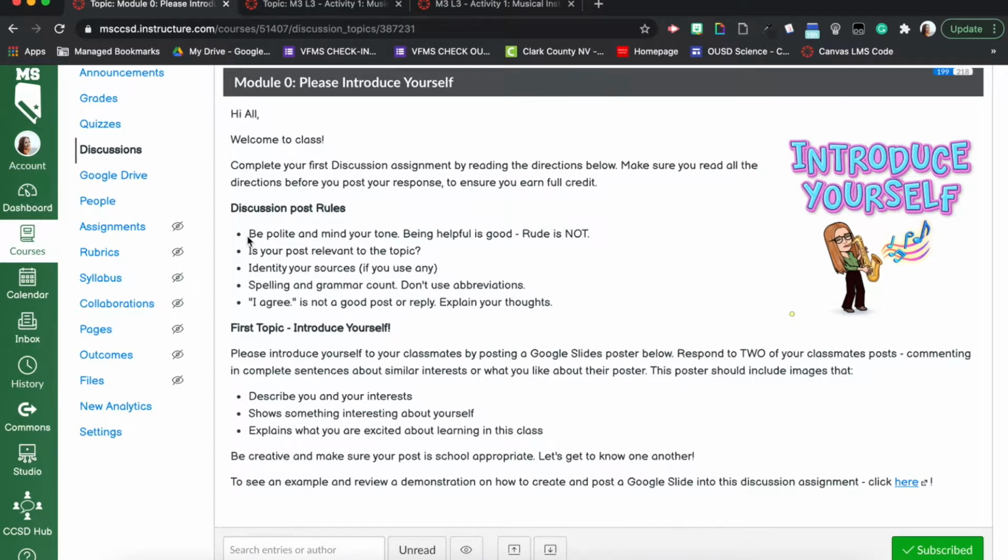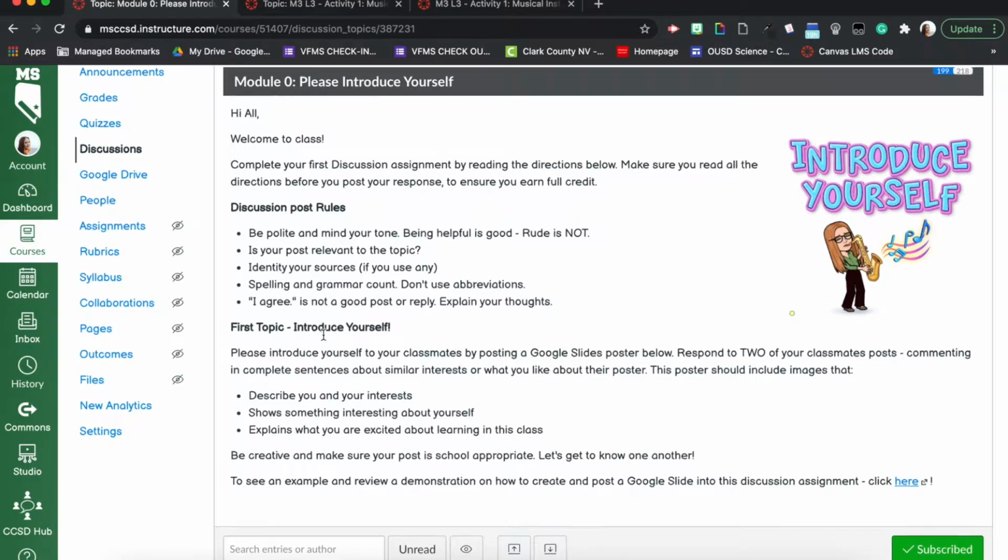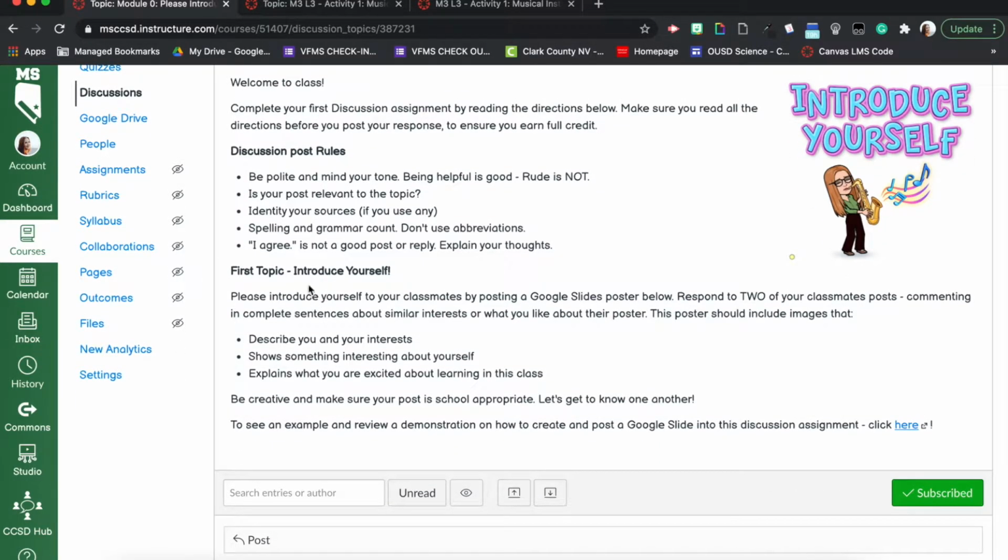Here, it says be polite and mind your tone. Being helpful is good, rude is not. They need to post something that's relevant. They need to identify sources if they use any, and spelling and grammar count. We're not using texting language. And then this one is huge, especially for my middle schoolers: "I agree" is not a good post or reply. They need to explain their thoughts.